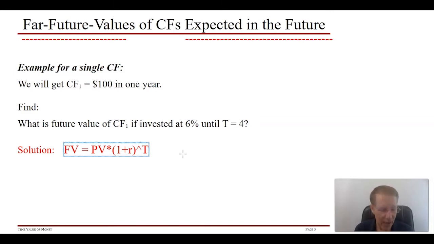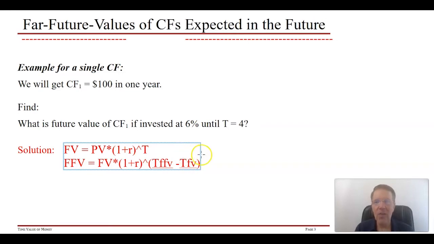And we're going to apply exactly that formula, except let's say far future value is equal to future value times 1 plus same old r raised to the t far future value minus t future value. I want that to be a minus. So it's exactly the same thing we've done before with our present value, future value formula. We're just starting when we get the cash flow, and we're ending whenever we say the project ends or we want to measure our cash. So let's go ahead and see what we've got here.